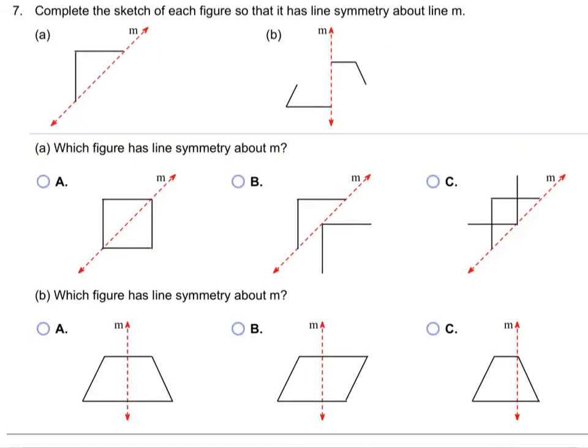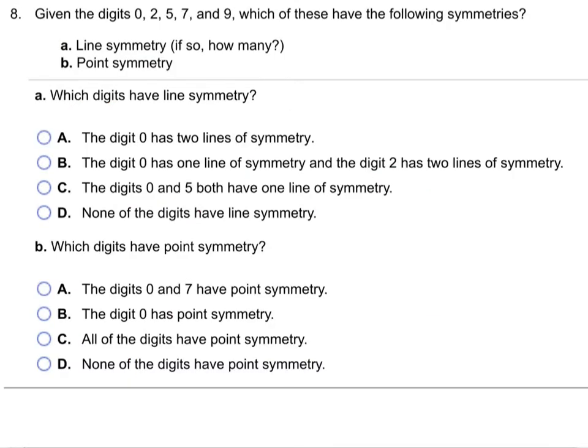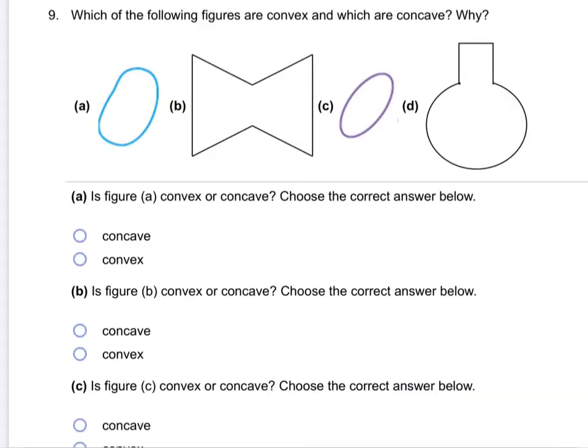7, I think this is simple for you. More symmetry. In fact, I'm just going to move on. That'll be simple for you. 8, same thing. I'm just skipping along.